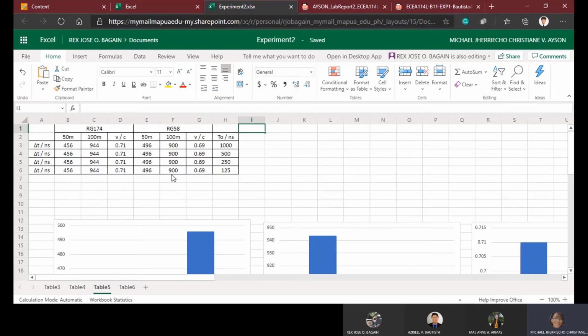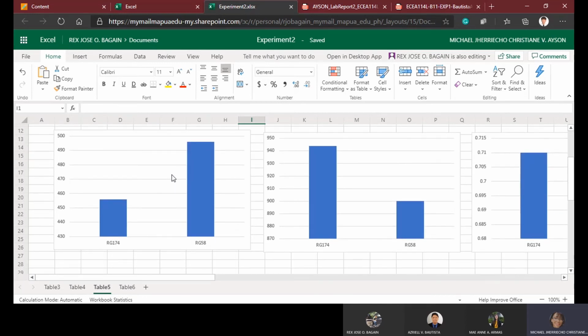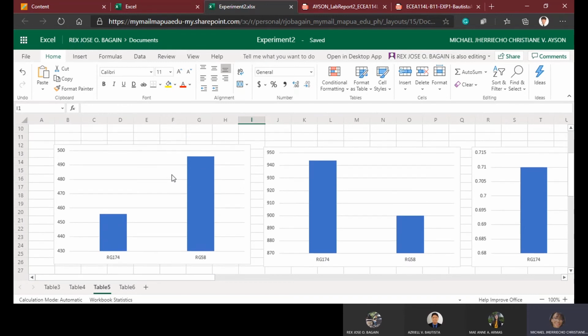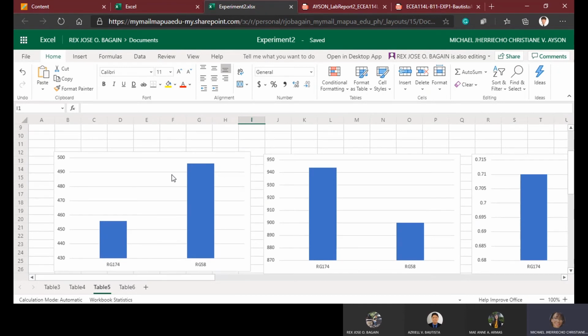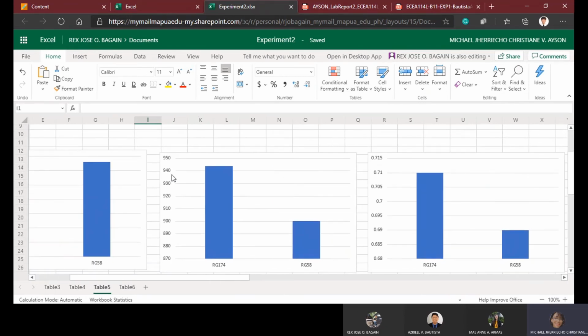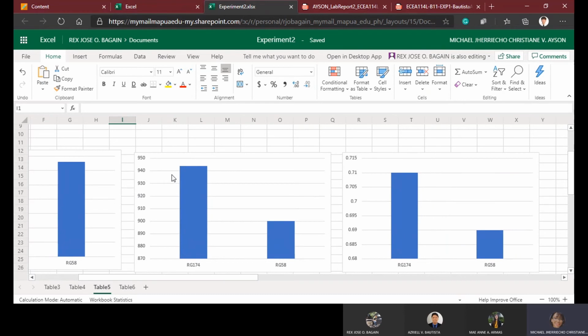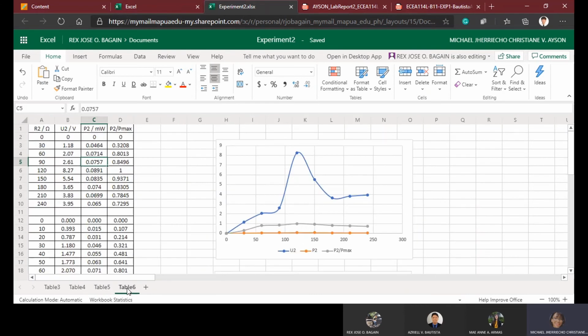And we can also see that the parameters of coaxial lines are independent of the pulse duration. You can see in this plot that for a 50-meter coaxial line, the phase duration of an RG58 is higher than that of RG174, and otherwise it holds true for 100 meters. Now let us discuss Table number 6.